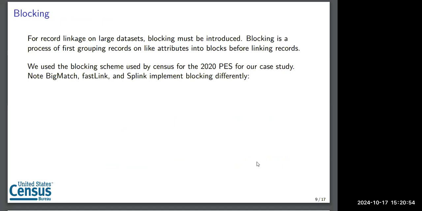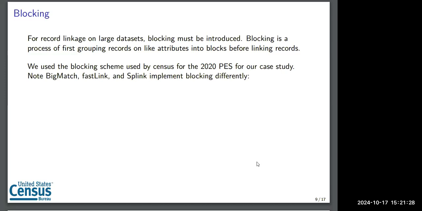Yeah, so moving forward, given the size of the record linkage that we do at the Census, we have to introduce blocking. So blocking is kind of a necessary evil. Instead of comparing or matching on the entire comparison space, which is computationally infeasible, we have to reduce the number of pairwise comparisons by using blocking first, where we group records by like attributes before actually attempting to link those records.